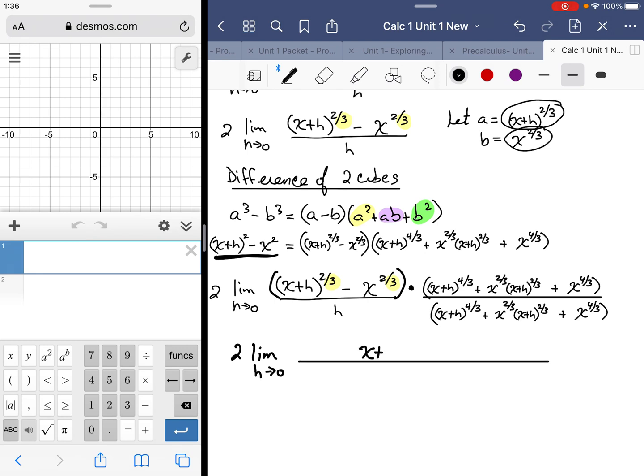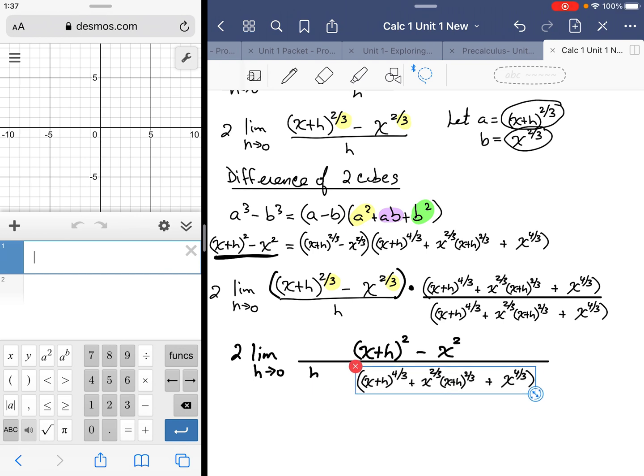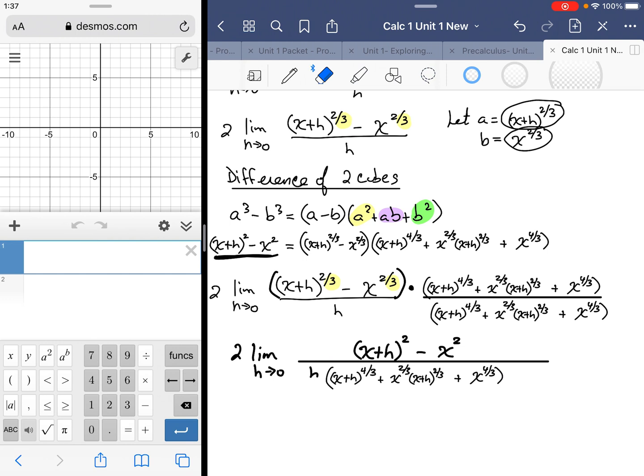So x plus h squared minus x squared. Then on the bottom we'd have h, and then we have all that business here. You know, we're stuck with all that. There's no way around that. Let me just clean things up a little bit.